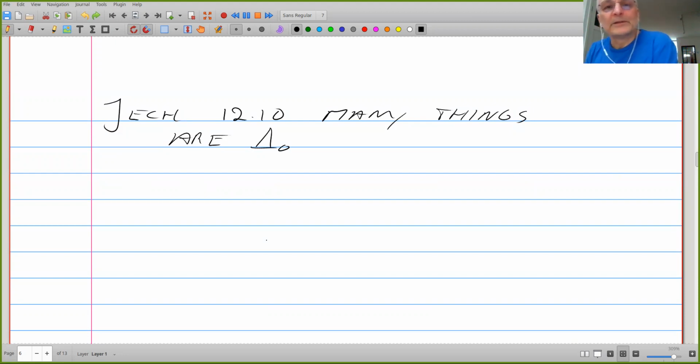Just if you're able to rewrite some of the things in terms of delta zero formulas, that's a good thing. That's a really good exercise. And there are very many things that can be written in that way. I'm not going to write everything down.